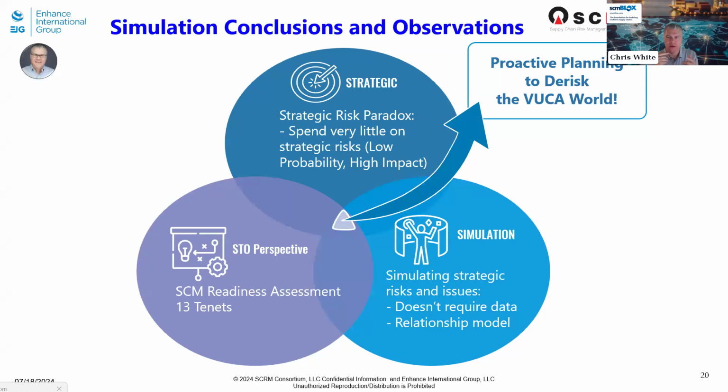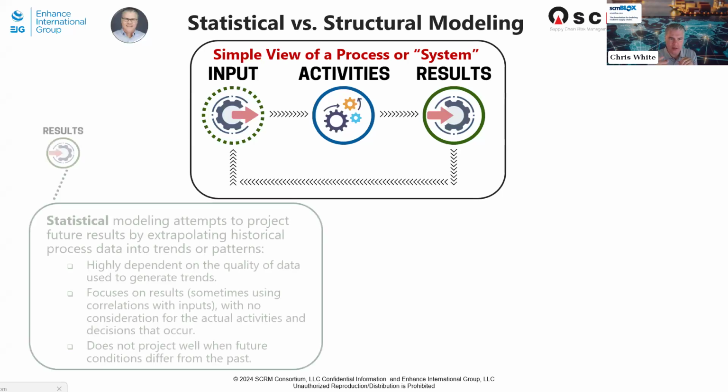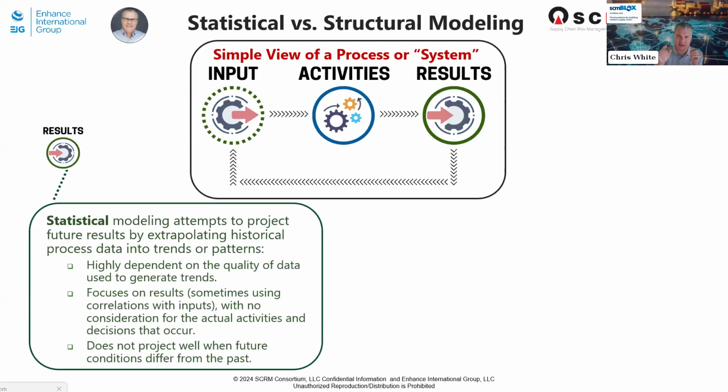So I mentioned that this simulation is going to be different. This is the first time you're going to see us explaining some of what the simulation approach is. And if you think of any kind of modeling that we do to look towards the future, there's basically two types. There's statistical modeling, and then there's structural modeling. If we have this picture of a system or a process, you've got inputs, and then we've got all these activities and we create these results. And statistical modeling, statistical forecasting looks at results. It looks at data, is all that it looks at. It treats the activities themselves as a black box. So we're very dependent on data.